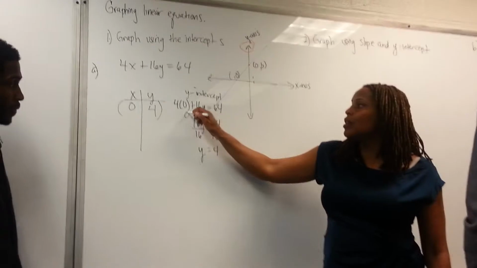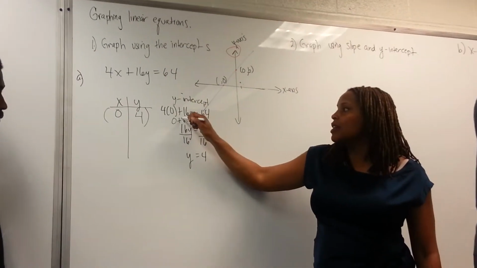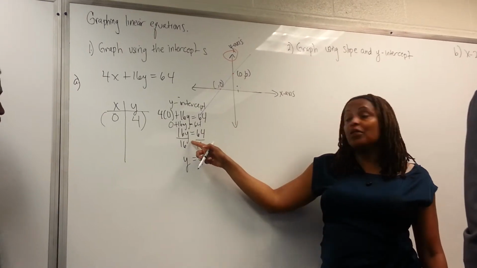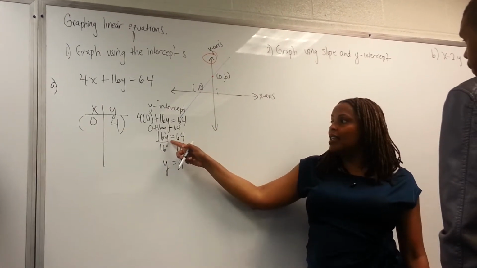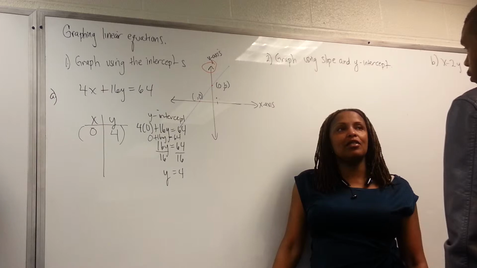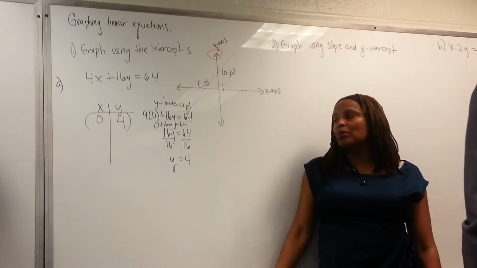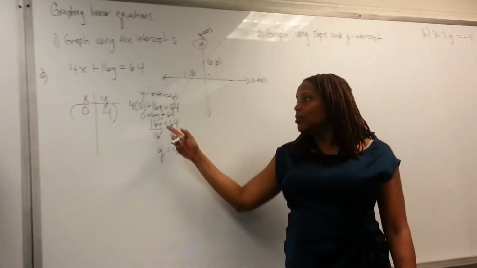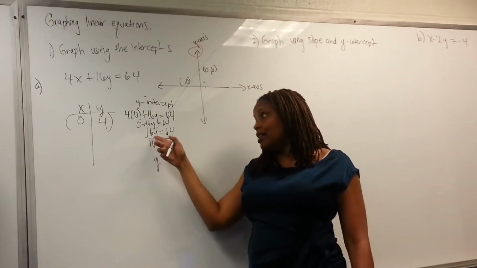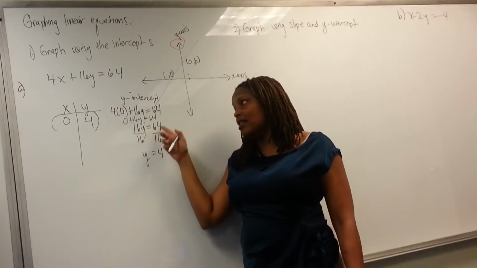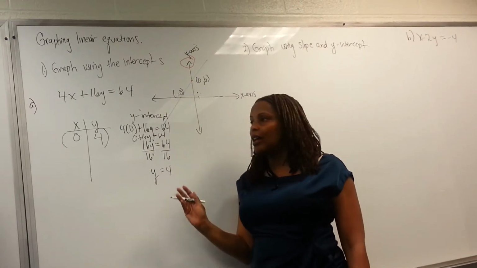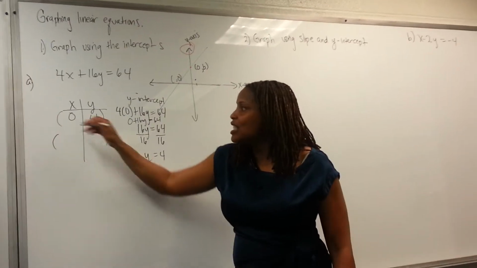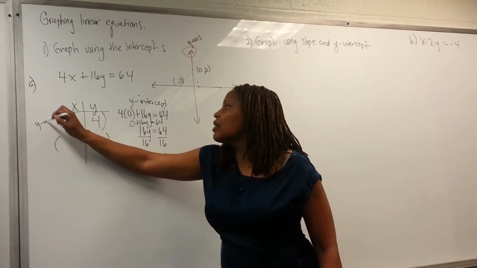Okay, good question. We have 0 plus 16y equals 64. Okay, I'm solving for y, right? 16 is what to y? Is it added to y, subtracted, multiplied, divided by? It's multiplied by y. So to eliminate the 16, I need to divide by 16. What I do on one side, I do on the other. Okay, you good? The other point that I need, this is my y-intercept.